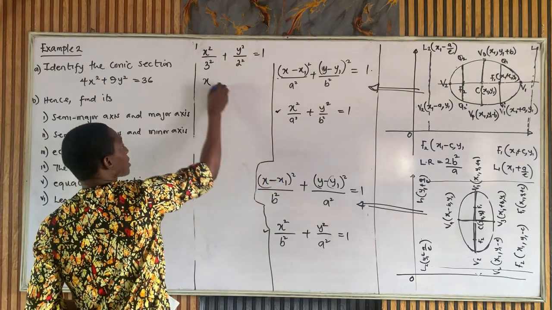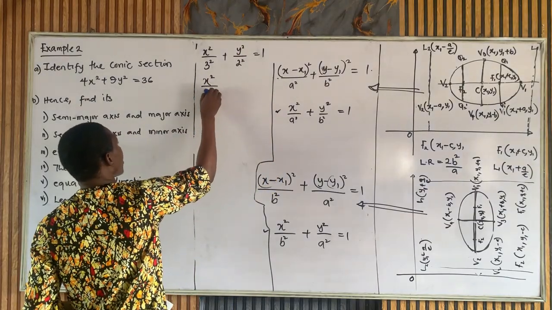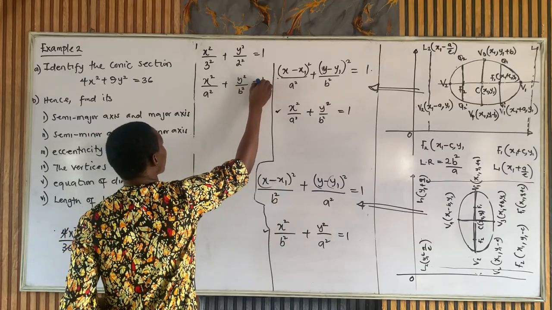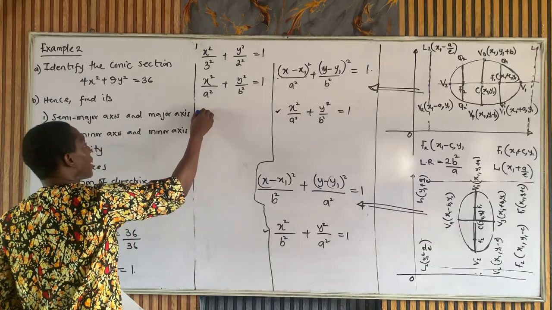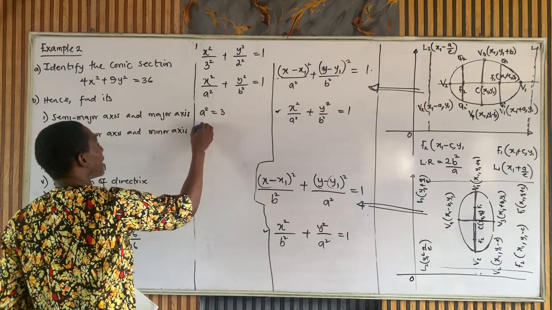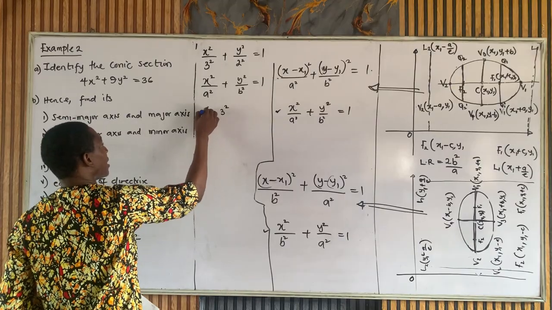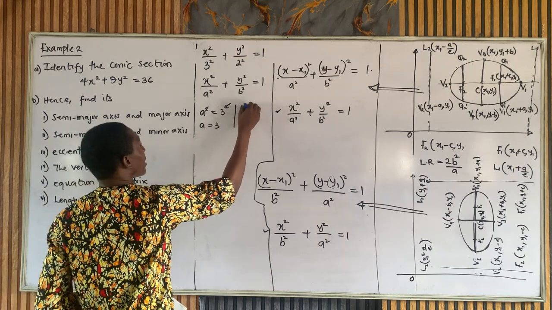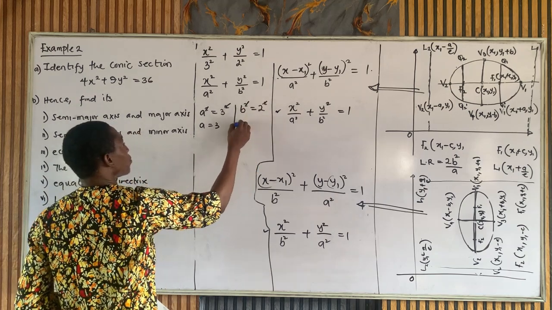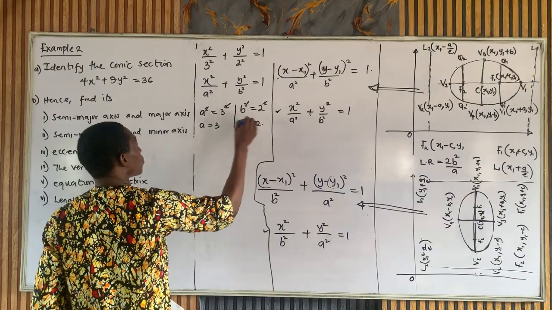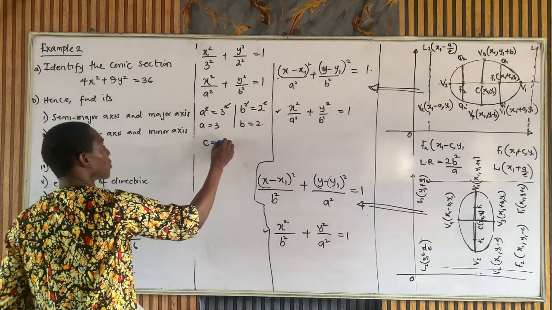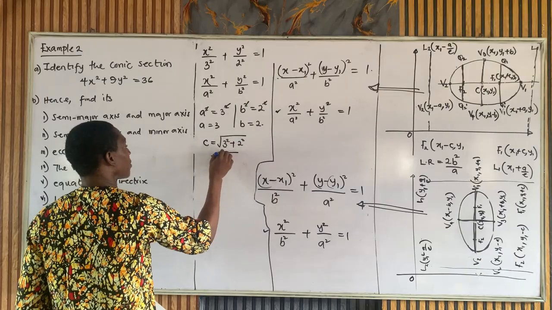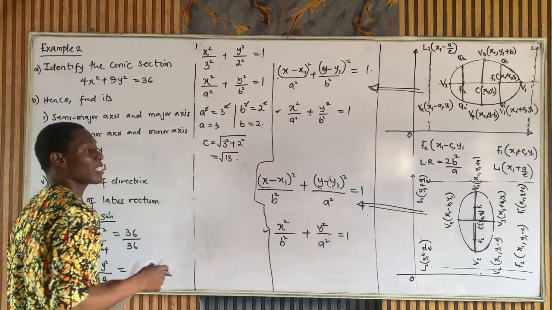If we compare with the equation x squared over a squared plus y squared over b squared equals 1, then we can say a squared is 3 squared, and then a is 3. And we can say that b squared is 2 squared. Eliminating the powers, b is equal to 2. And we can get our c to be equal to the square root of 3 squared plus 2 squared, and that will give square root of 13.